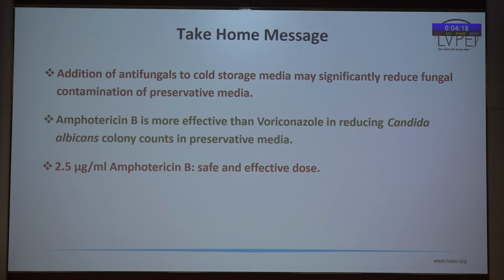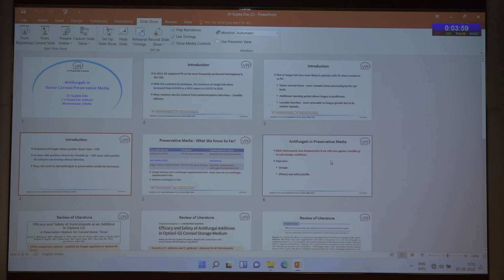So basically, we need antifungal. There is no doubt in that. And amphotericin is more effective than voriconazole for Candida. We found that for Fusarium and Aspergillus also, amphotericin is more effective than voriconazole. And 2.5 microgram of amphotericin is a safe and effective dose. But probably, you need regulatory approval to add anything new, and cost.